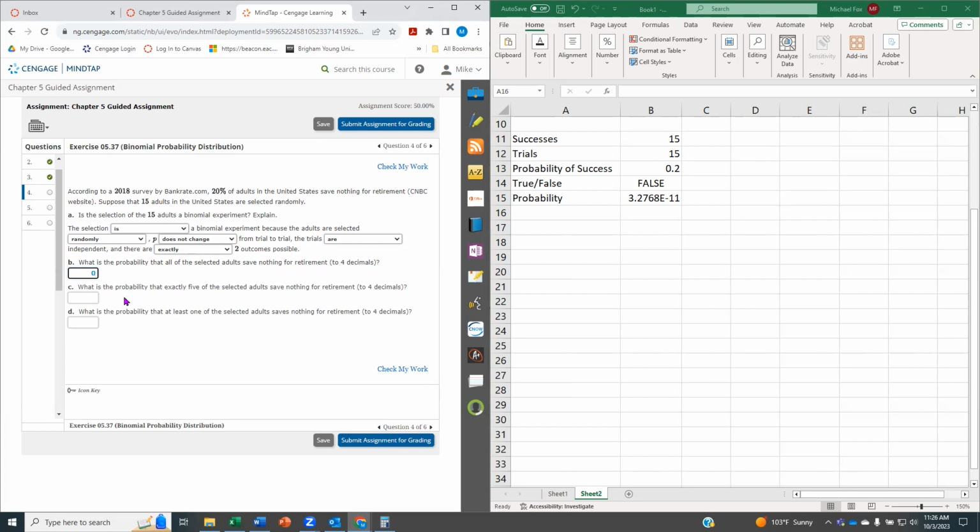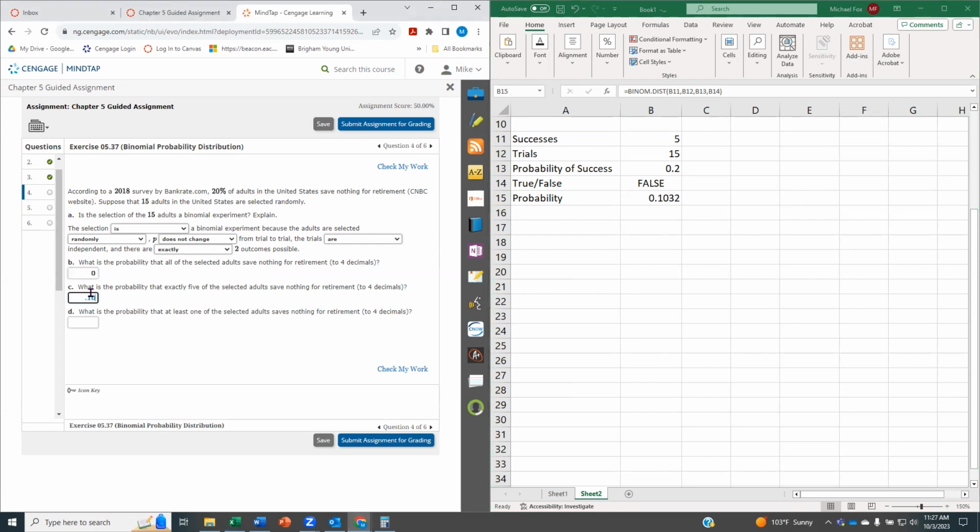So the second one says, what's the probability that exactly 5 of the selected adults save nothing for retirement? So now I'm going to put 5 for my successes, and I'm going to leave true, false, false, because false means that we're looking for an exact number. True means we're looking for that number or fewer. That's how Excel returns this answer. And I'm going to let Excel do the work for me on rounding so I don't make a silly mistake.